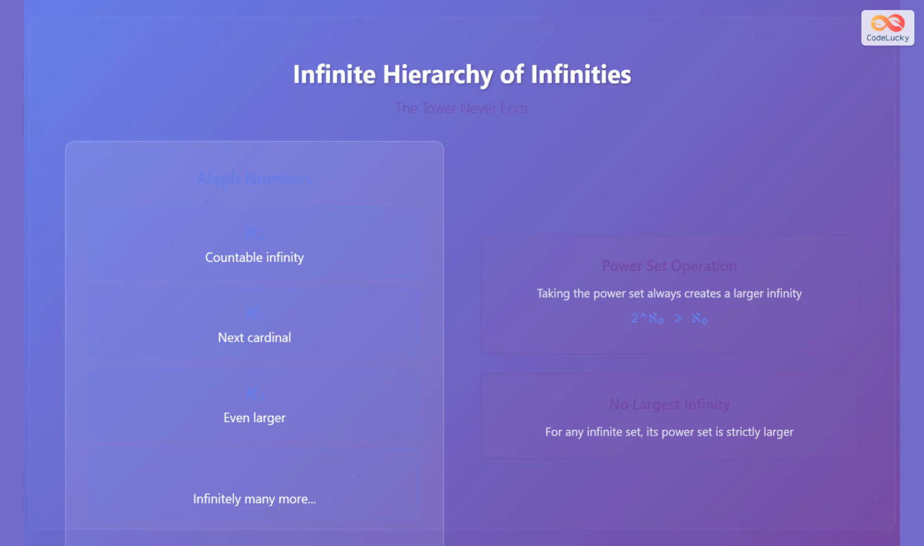Believe it or not, the tower never ends. There is an infinite hierarchy of infinities. We use Aleph numbers to represent these levels. Aleph null represents countable infinity. Aleph 1 is the next cardinal number, followed by Aleph 2, and so on. Taking the power set of any infinite set always creates a larger infinity. This means there is no largest infinity because for any infinite set, its power set is strictly larger.